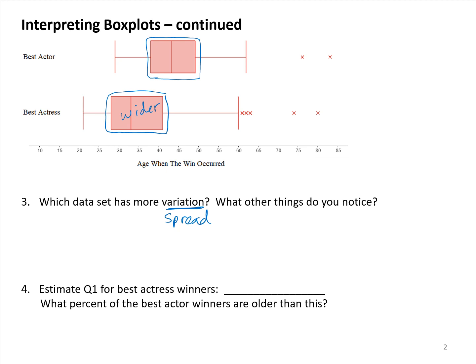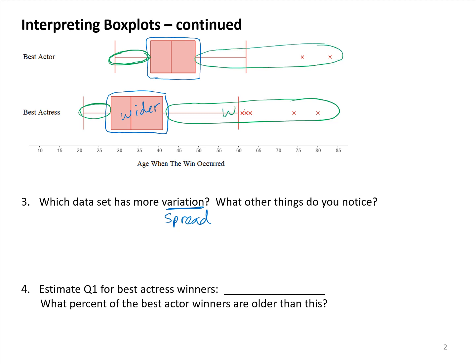And if we go beyond that and extend out to the edges, I'd say there's a little bit more distance in the lower 25% of best actors than for best actresses. It's close, but you can definitely see for best actresses that we have a wider upper 25% of the data than with best actors. So in general, I think we're seeing more variation in best actress ages because there's more spread.